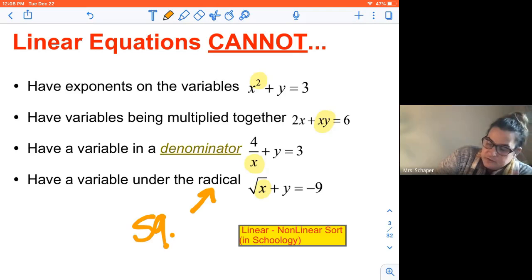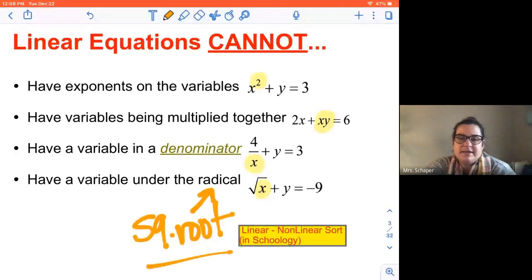Okay, so the first thing we're going to be really starting with today is looking at, in Schoology, there's a sort. You're going to go in and I'm going to give you either a graph or an equation, and you have to determine if it's linear or nonlinear. And that's what we're going to be working on this first section. All right, have fun with it.